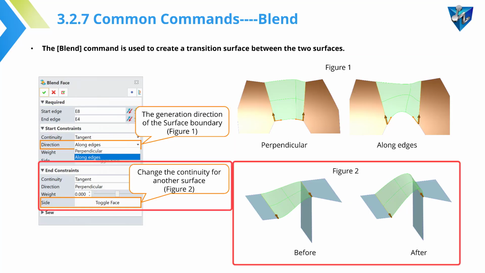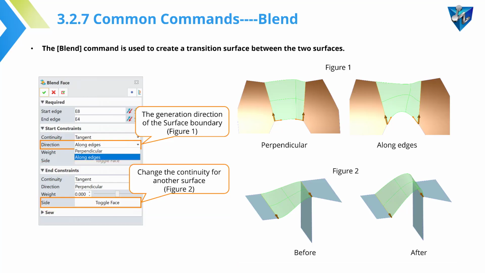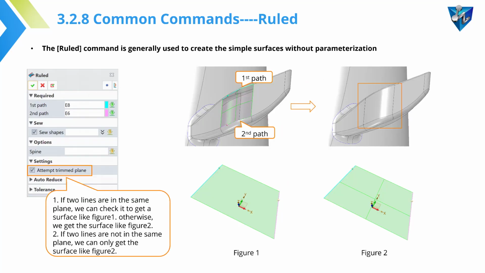The other option is side. If there are two surfaces with the same edge, you can click the toggle face to convert to a different surface. It is very convenient to create the connected surface, but this surface is without parameters. Next is the ruled command. It can help you create a single surface. It is often used to create connecting surfaces without parameters.